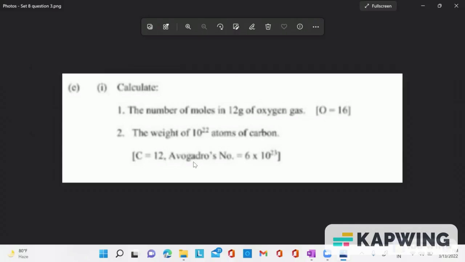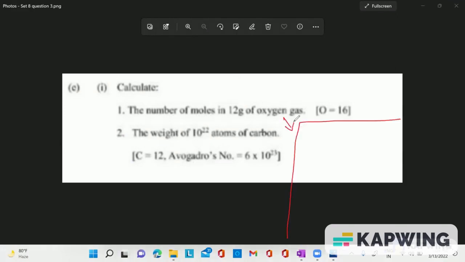Today I will discuss one question from ICSE Class 10 Chemistry Question Paper, Paper 2. Over here, there is a numerical, okay? Calculate the number of moles in 12 gram of oxygen gas. And then the next question is to calculate the weight of 10 to the power 22 atoms of carbon.